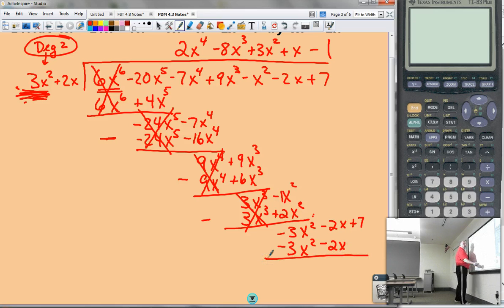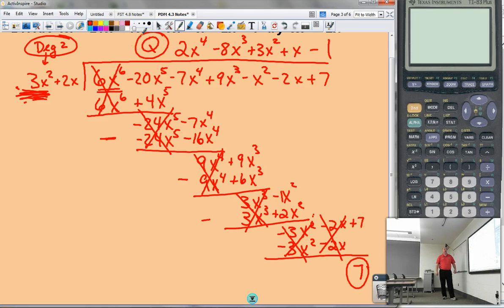Now when I subtract, the negative 3x squareds drop out, but also the negative 2x's drop out. And bringing down, I just have 7 left. So what I get here is that my quotient would be 2x to the fourth minus 8x cubed plus 3x squared plus x minus 1, and my remainder is just 7. Okay? Polynomial long division at its finest.